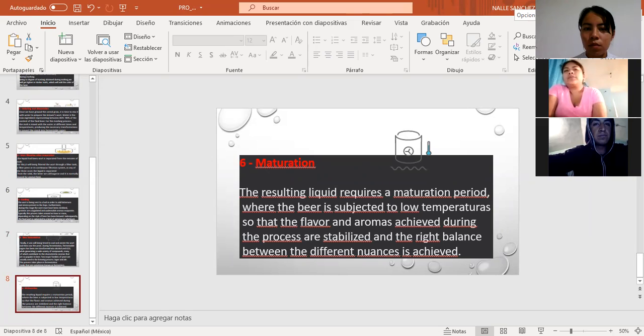Number 6, maturation. The resulting liquid requires a maturation period where the beer is subjected to low temperatures so that the flavor and aromas achieved during the process are established and the right balance between the different nuances is achieved.